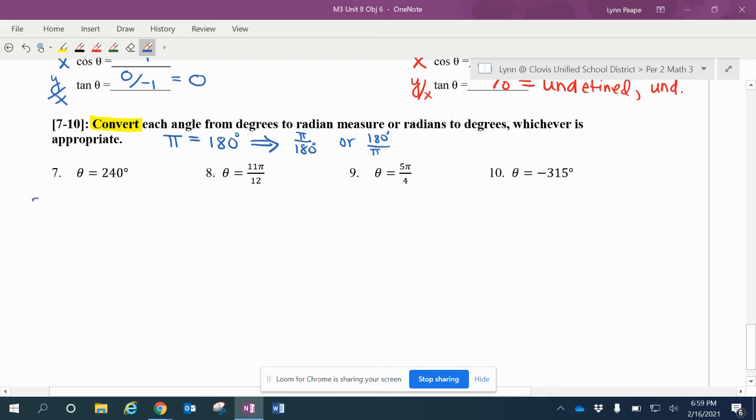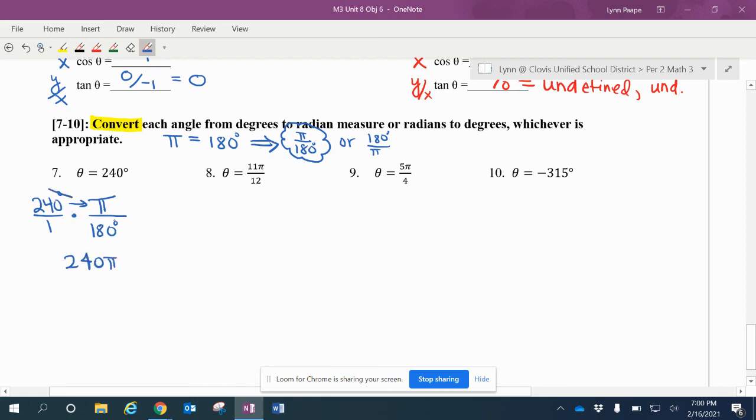So if we want to convert 240 degrees, we're going to put that over 1 because we know we're going to work with fractions. And so I want to cancel the degrees. So if I want to cancel the degrees, I want to make sure degrees go in the denominator, right? Because I want the units to cancel. And so if I have 180 in the denominator, then pi will have to be in the numerator, okay? And so then I'm just going to go ahead and multiply straight across and then reduce second. So I'm going to do 240 times pi.